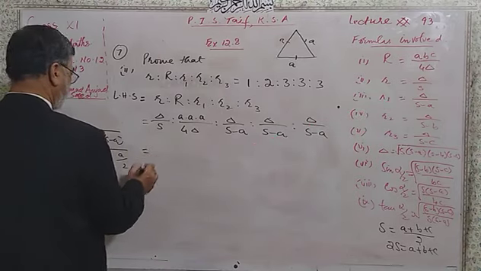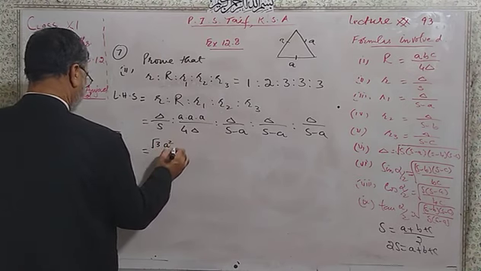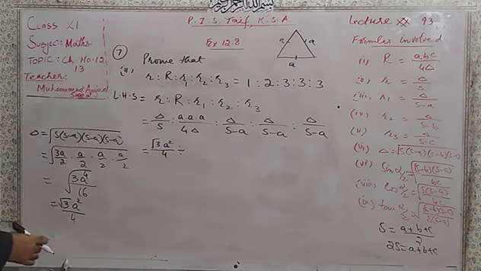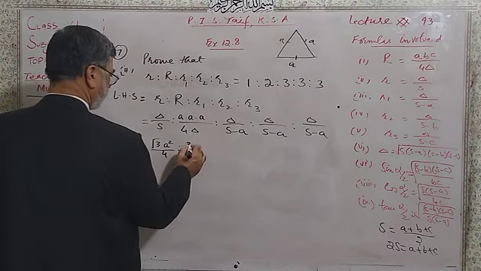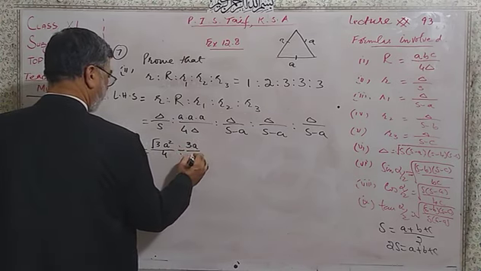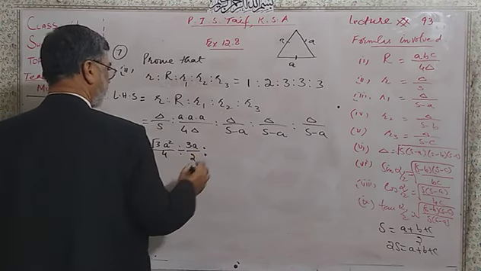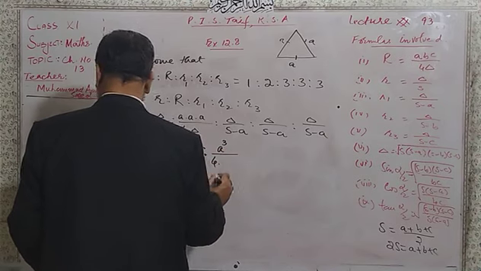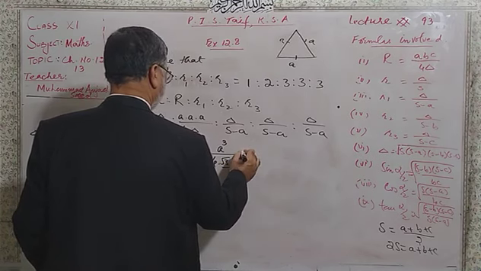Now using these values, what is delta? Delta is root 3 A square over 4, divided by S. What about S? S is 3A over 2. Then the ratio: A cube over 4 and delta is root 3 A square over 4.